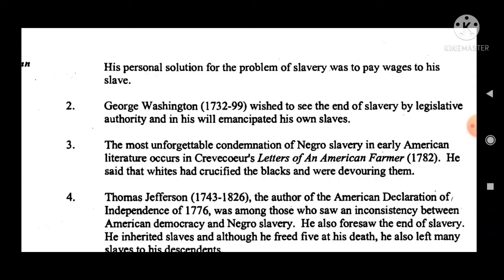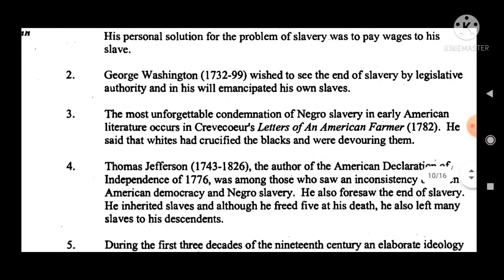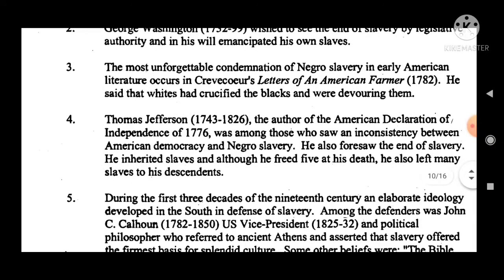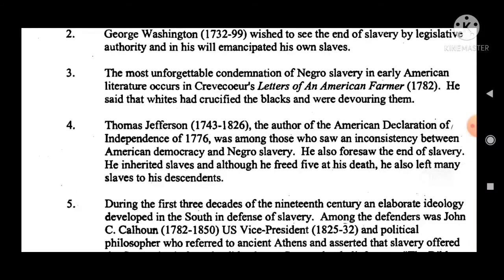George Washington, 1732 to 99, wished to see the end of slavery by legislative authority, and in his will emancipated his own slaves. The most unforgettable condemnation of Negro slavery in early American literature occurs in Crevecoeur's Letters of an American Farmer, 1782. He said that whites had crucified the blacks and were devouring them.